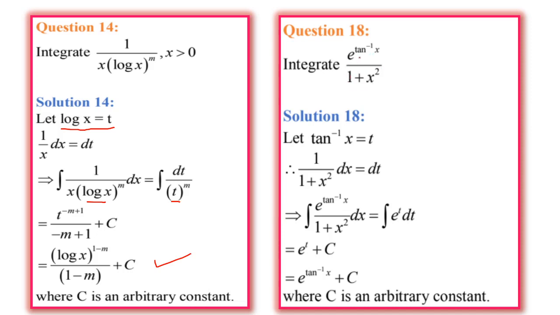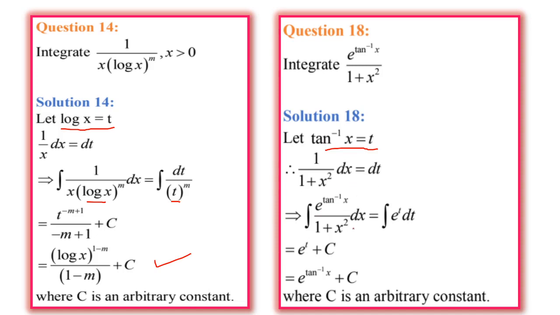Here it is clearly visible that the derivative of tan inverse x is 1 upon 1 plus x square, which is there in the denominator. So let's assume tan inverse x equal to t. You have to find out what we should substitute to make our calculation simple and easy. Let's take the derivative: 1 upon 1 plus x square dx is dt.